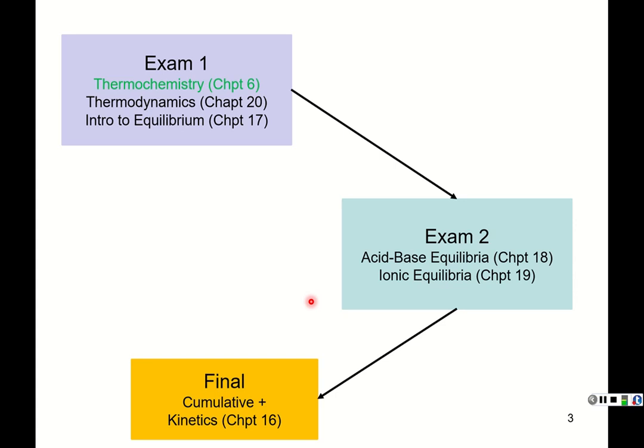A little overview of where the class is going to be going. There will be 2 exams in the class. The first exam will be covering Chapter 6, which should be review. Chapter 20, which is thermodynamics. We'll talk about entropy and free energy, building off of Chapter 6. And then Chapter 17, which is an intro into equilibrium.